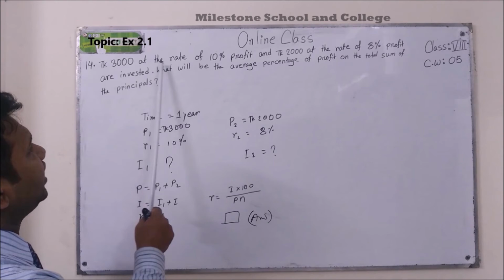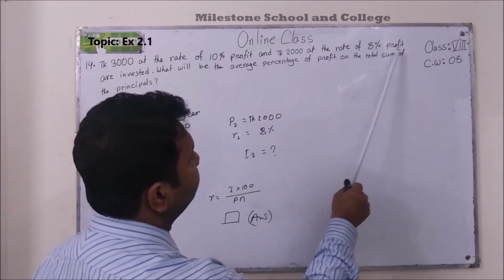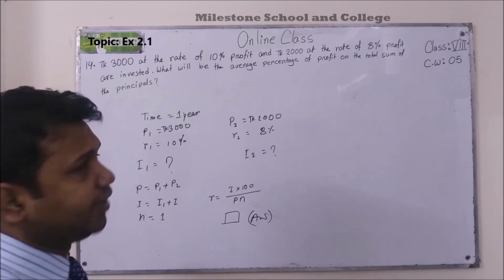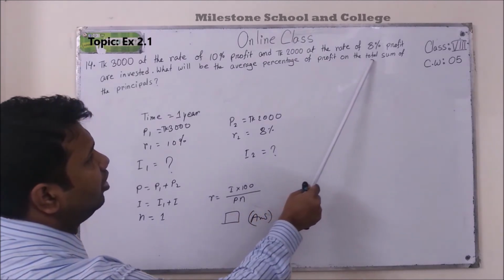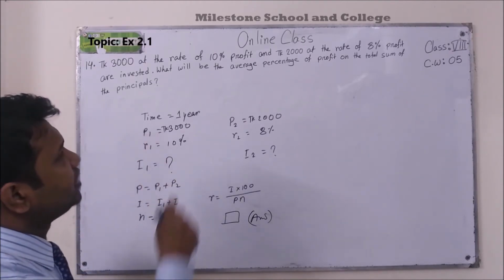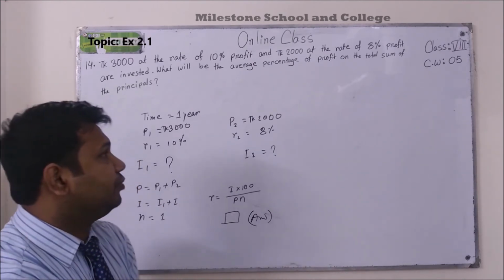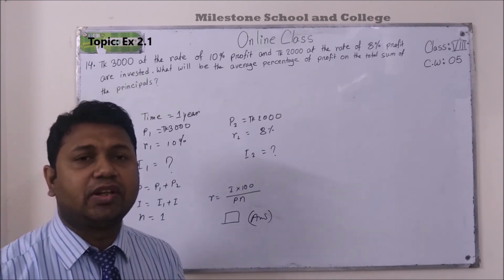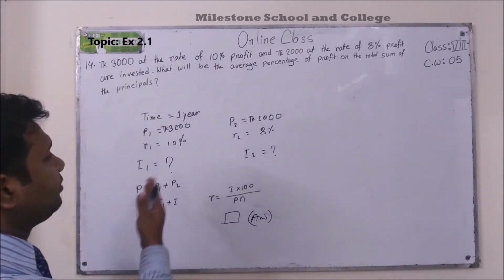So taka 3000 at the rate of 10% profit and taka 2000 at the rate of 8% profit are invested. So there are two investments at two different rates of profit. What will be the average percentage of the profit on the total sum of the principals? There is no time given in this question, so we are going to let time equal to 1 year. Because you know the principal and the rate of interest for different times don't change, just the profit changes. So time is 1 year.